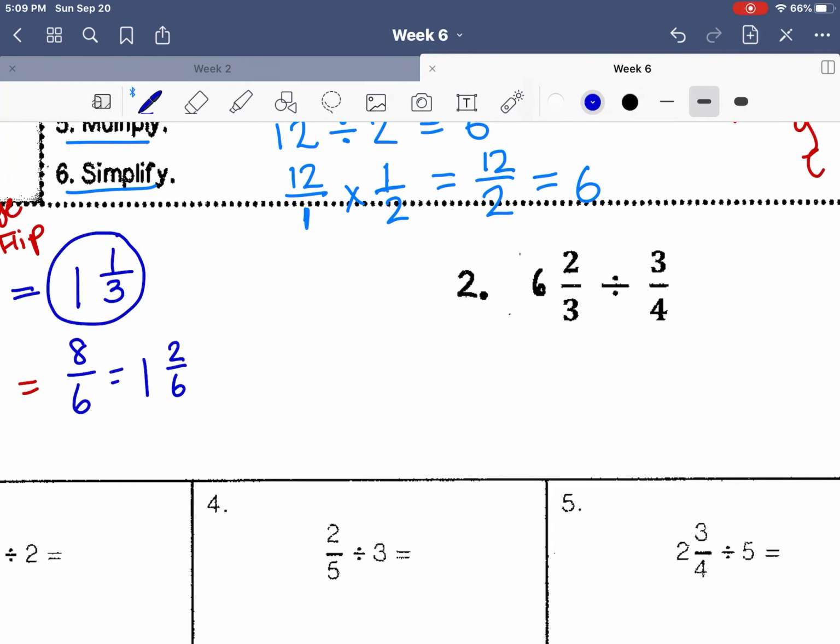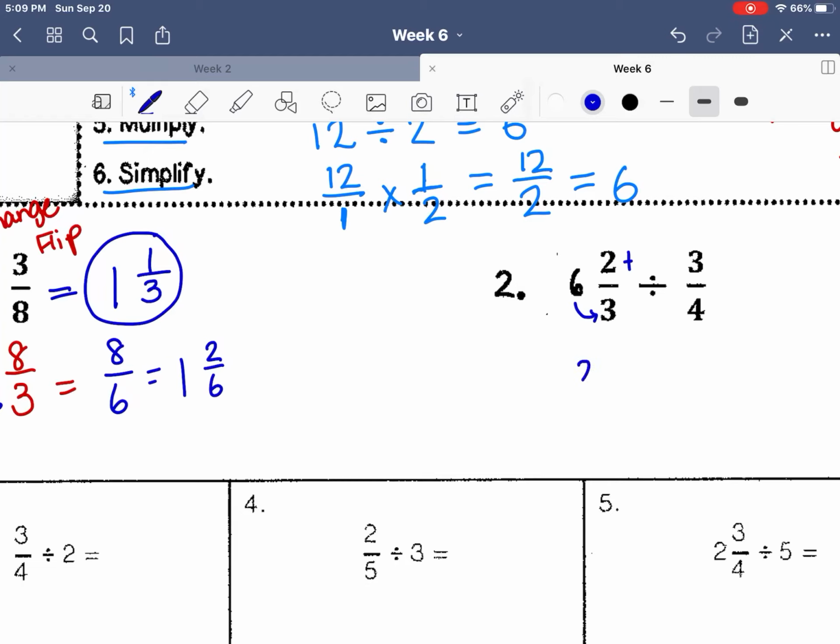Okay. Number 2, I have to change this to an improper fraction. I multiply the whole number times the denominator and add the numerator. 6 times 3 is 18. 18 plus 2 is 20. This becomes 20 over 3. Change to multiplication, right? Keep this one. Change to multiplication. And flip the second one. So flip 3/4 into 4/3.